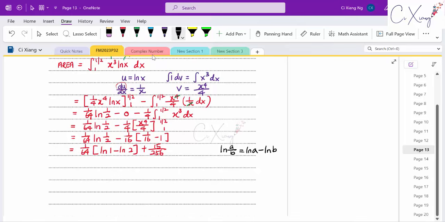Okay, then if you have a look again at this particular part here, ln 1, you will get a 0. So if I try to rephrase my answer, the final answer that I get will be something like this: 15 over 256, 1 over 64, multiplied with the ln 2, I'm having negative 1 over 64 ln 2. So I think this is the most simplified answer that I can get for this question, and I keep it in the exact form for the final answer. Right, so this is how we answer question number 8.